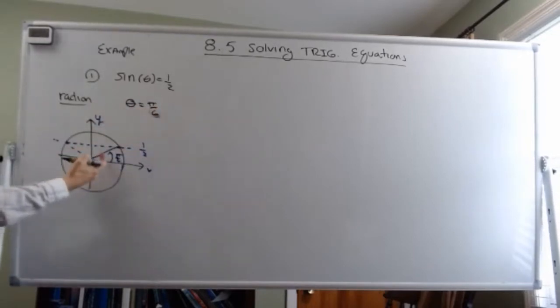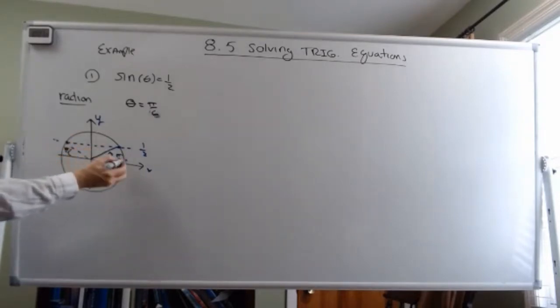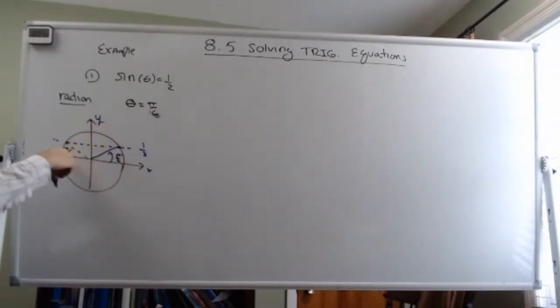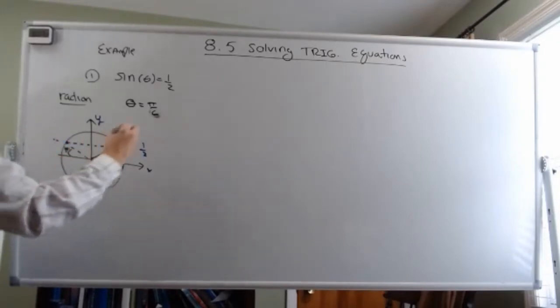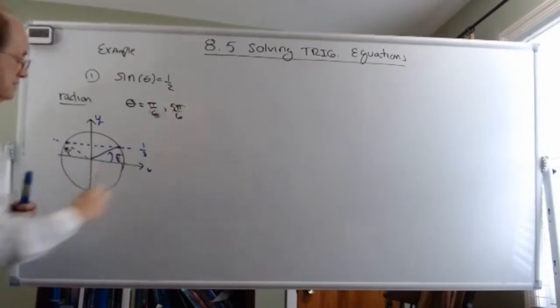Then I have this solution way over here. Well, that's pi over 6. This is also pi over 6. This is pi. When I go all the way over here, that's pi. Pi, which is 6 pi over 6, minus 1 pi over 6 gives me, in this case, 5 pi over 6.